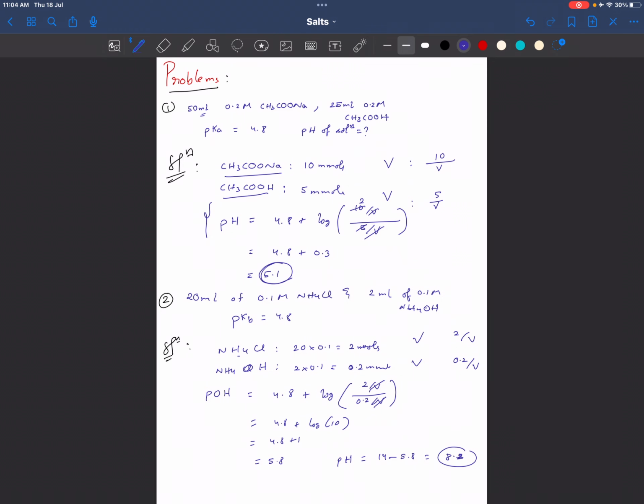Right. That is it for buffer solutions and also for the chapter. With this, the acids and bases chapter is completed. Next will probably be some basic concepts of chemistry. Thank you.